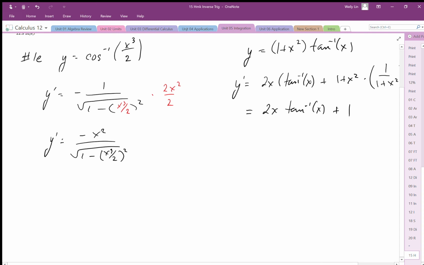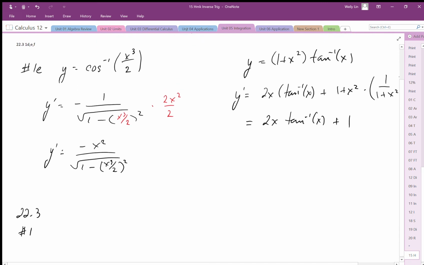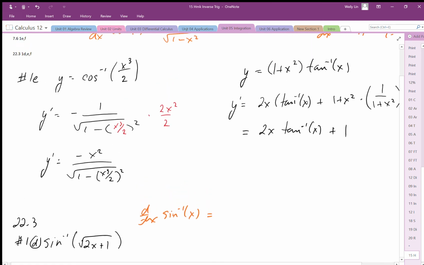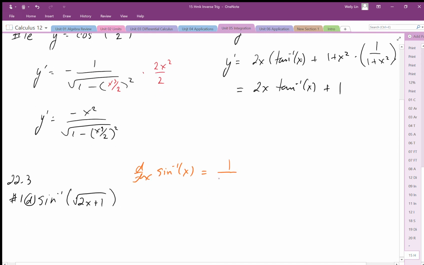Okay, so 22.3, question number 1. Let's look at 1D. So this is the arcsine of square root 2x plus 1. Okay, so we need to know the derivative of arcsine, so d by dx of arcsine x is going to be equal to 1 over square root 1 minus x squared. Okay, so arcsine and arccos are very similar, they just differ by the negative.